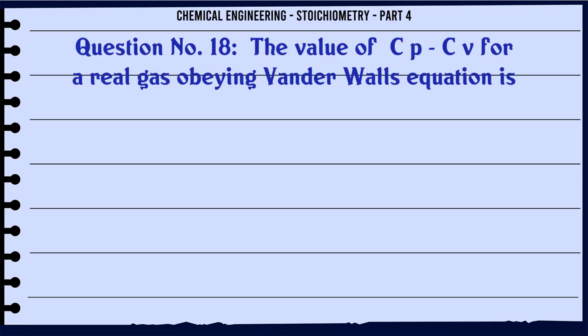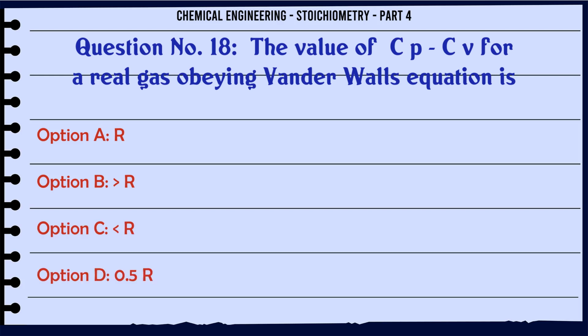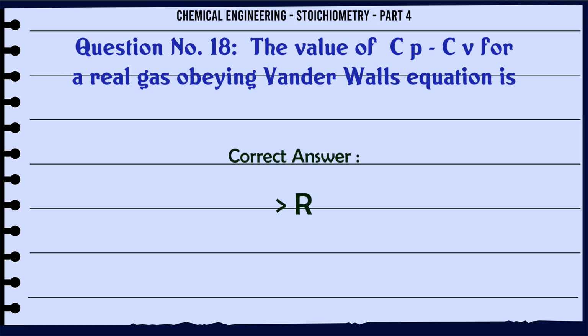The value of Cp − Cv for a real gas obeying van der Waals equation is A. R, B. R, C. R, D. 0.5 R. The correct answer is R.